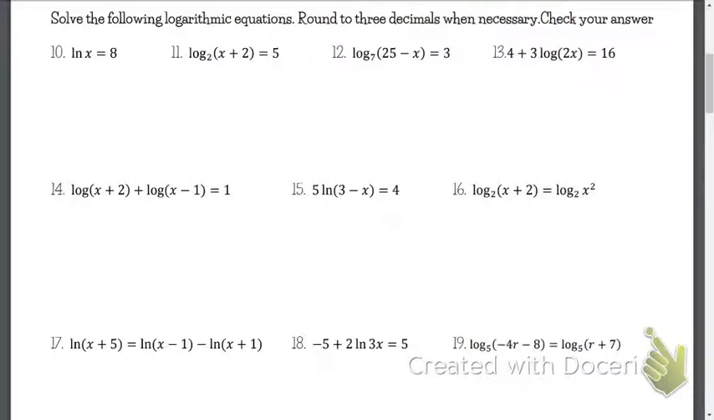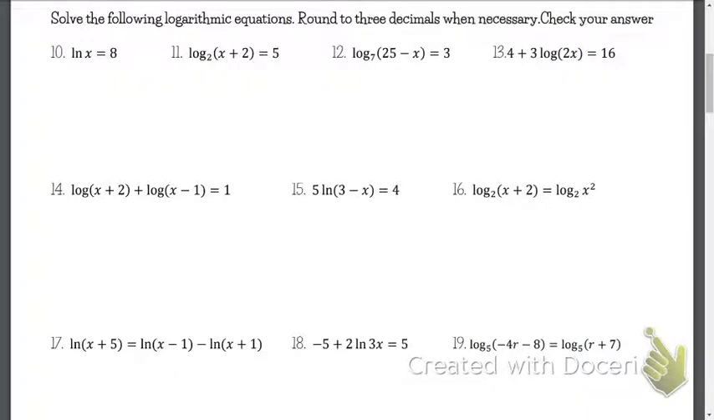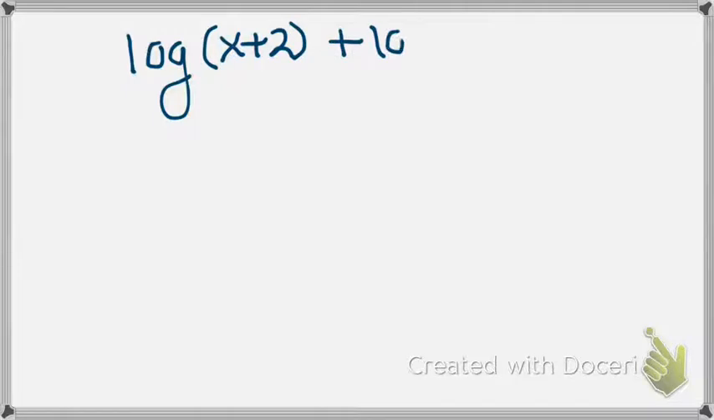Maybe, if I can do that. And I have to make sure I know what I'm doing. Log x plus 2 plus log x minus 1. Log x plus 2 plus log x minus 1 all equals 1. Okay, so here we go.